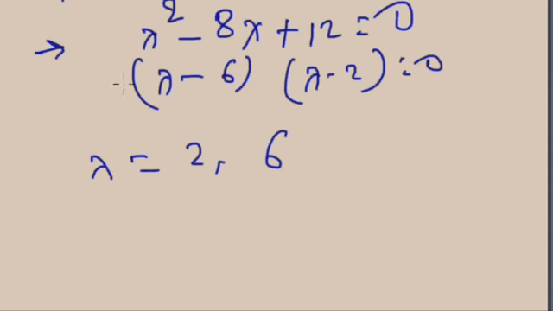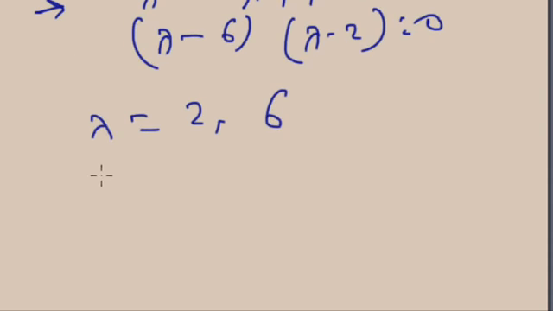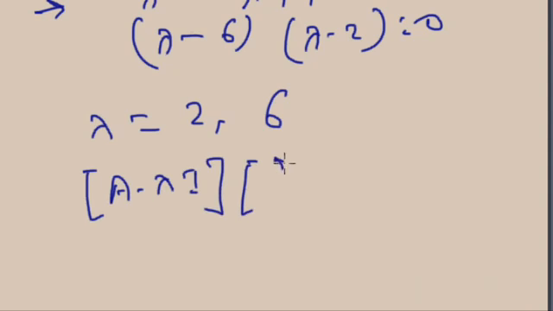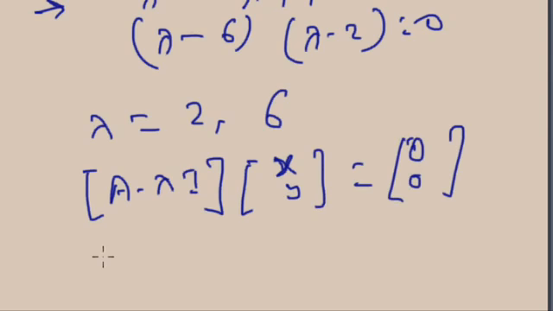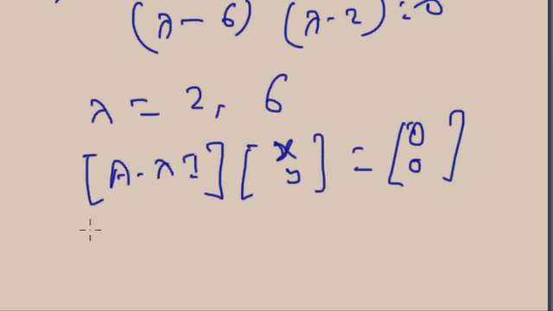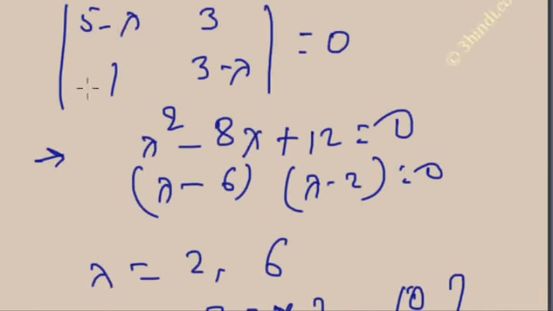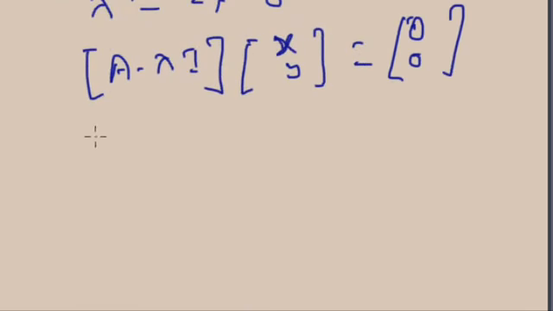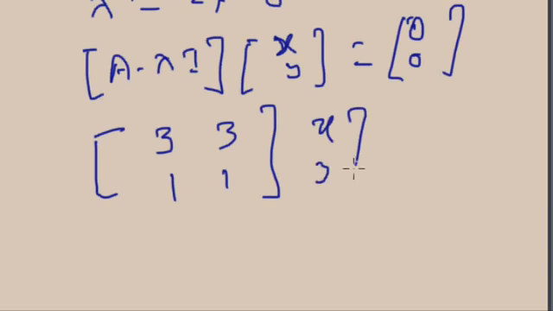So put the lambda. The characteristic equation for the eigenvectors is (A minus lambda I) into (x, y) equal to (0, 0). I am putting lambda equal to 2 here. In this, 5 minus 2 is 3, 3 minus 2 is 1. So the matrix is [3 3; 1 1] times (x, y) equal to (0, 0).